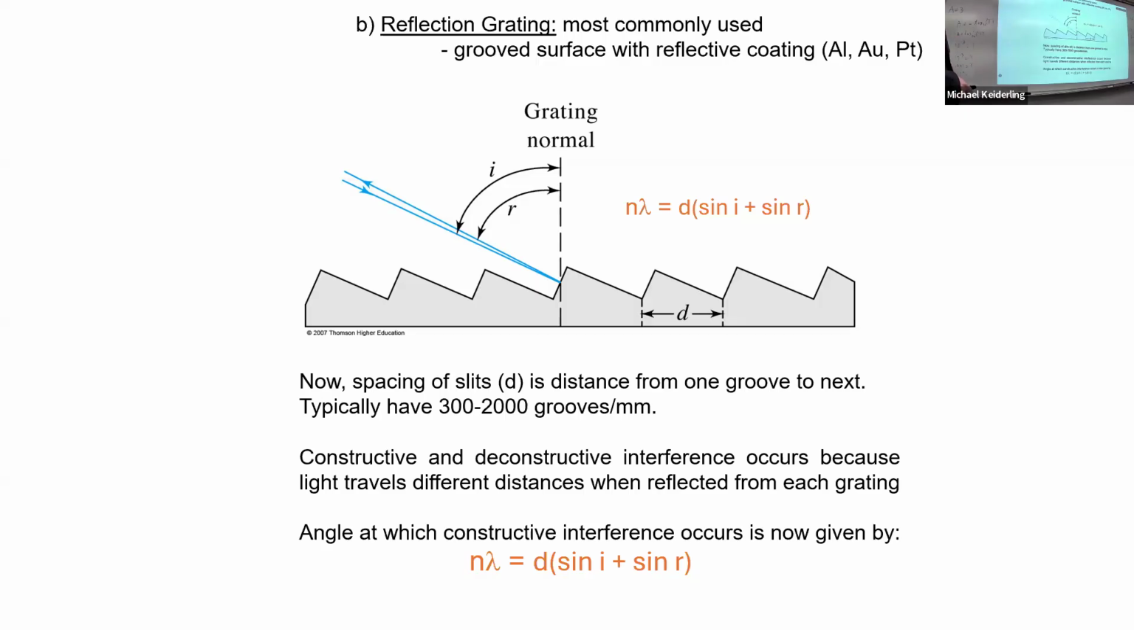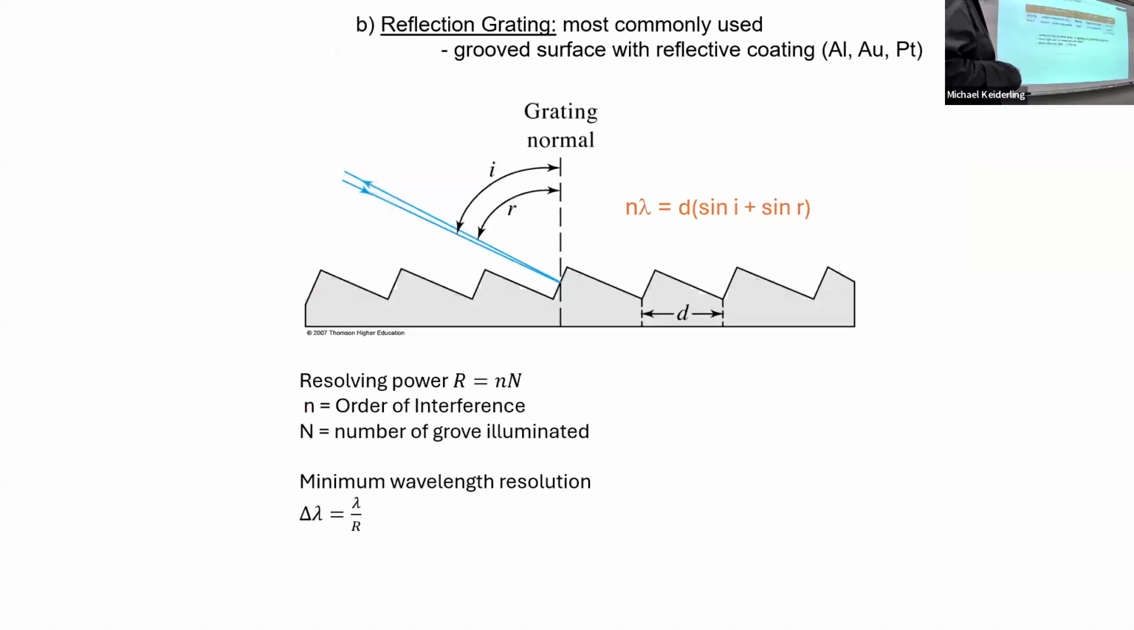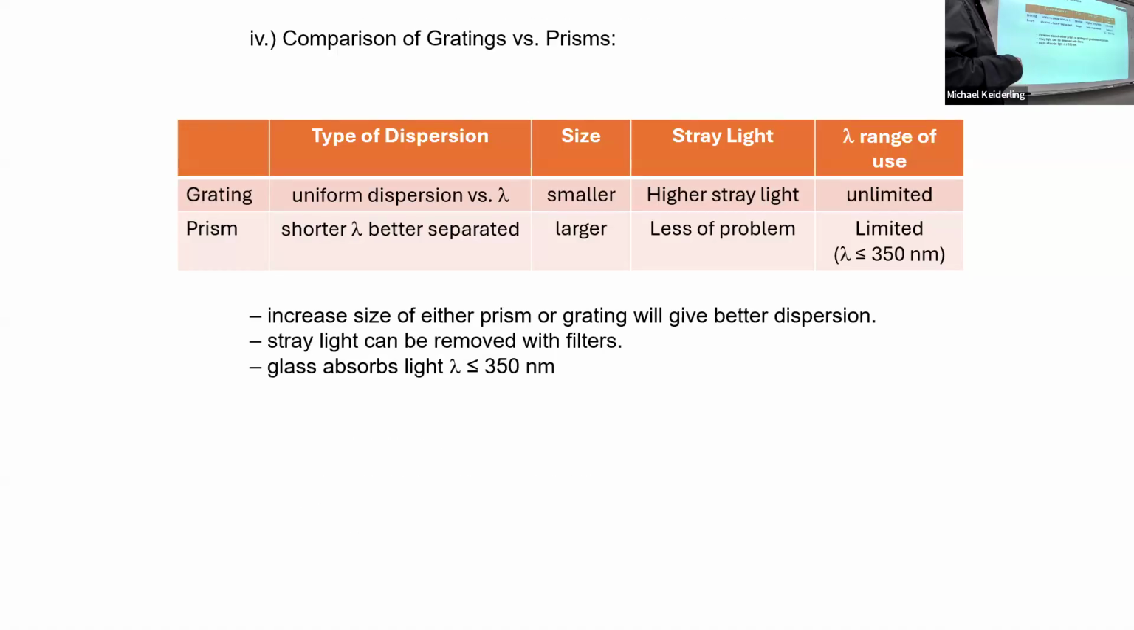I don't think I asked any questions about the exact formulas here, but here's how you do this. And gratings versus prisms. Gratings have a uniform dispersion versus wavelength. They're smaller, but they have higher stray light, but they work for all wavelengths. While with prisms, shorter wavelengths are better separated. They're larger. Stray light is less of a problem, but they're limited in the range that you can use them in because they're made of material that absorbs light.